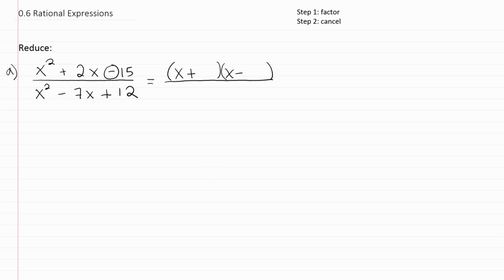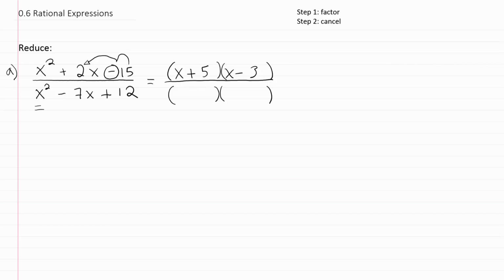And then from there we need factors of 15 that subtract to give you 2. So factors of 15 that subtract to give you positive 2. Well, the factors of 15 that subtract to give you 2 would be 5 and 3. So we're going to pick 5 for the positive and 3 for the negative. Now that that's factored, let's factor the second trinomial here.